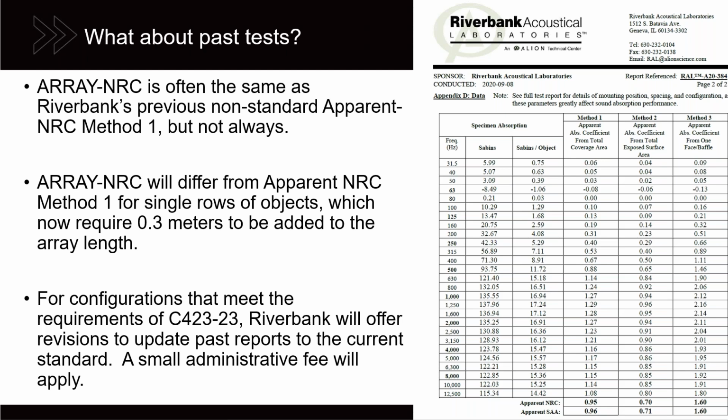Now, someone had asked, could a manufacturer calculate their own Array-NRC values from past tests? Well, the answer to that is yes. Most of the reports will have all the information necessary to calculate Array-NRC. However, if you want a formal accredited document with that calculated by an accredited agency, then you'll have to have the updated report.